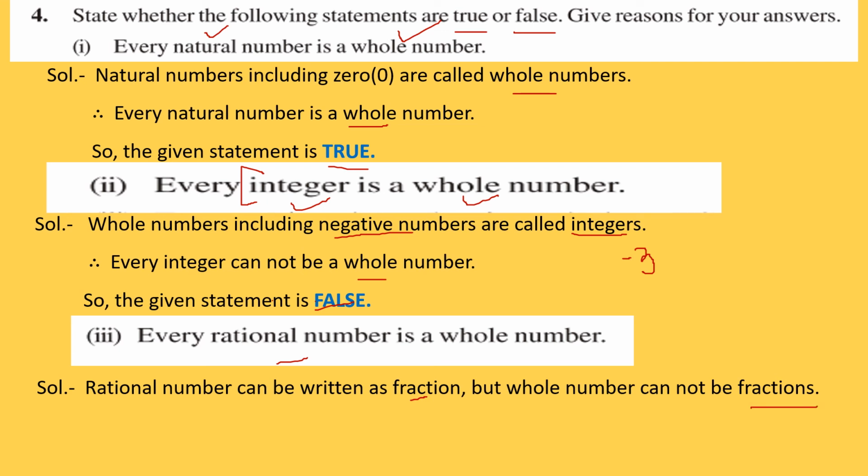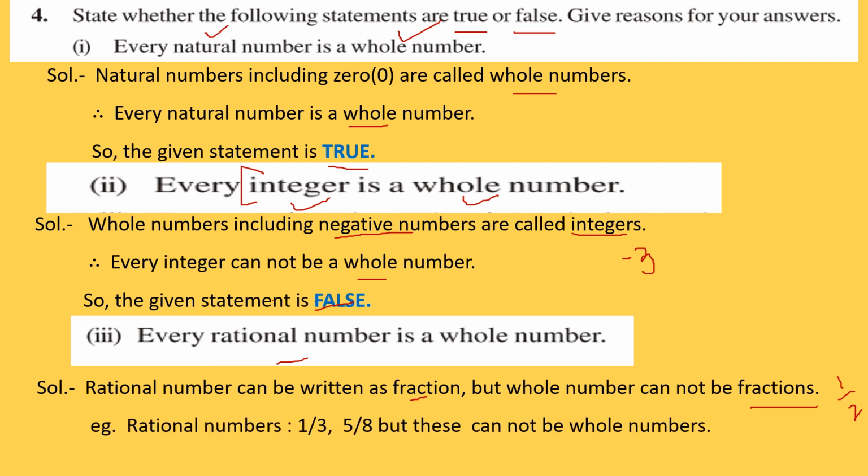If I say 1 upon 2, is it a whole number? The answer will be no. But it's a rational number, right? So every rational number is a whole number? No. Rational numbers like 1 upon 3, 5 upon 8, these are rational numbers. But these are not whole numbers. That means the given statement is false.